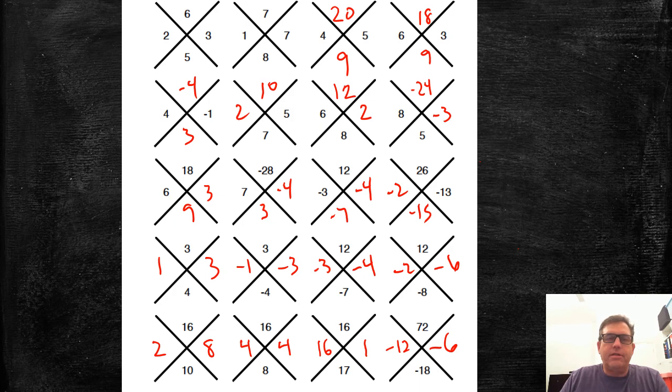I'm going to pause the video and you can go ahead and check your answers, and then we'll talk about it in just a second. Okay, so the whole idea of this was realizing that you take these two numbers, you multiply them to get the top, and you add them to get the bottom, and then sometimes you need to work backwards.